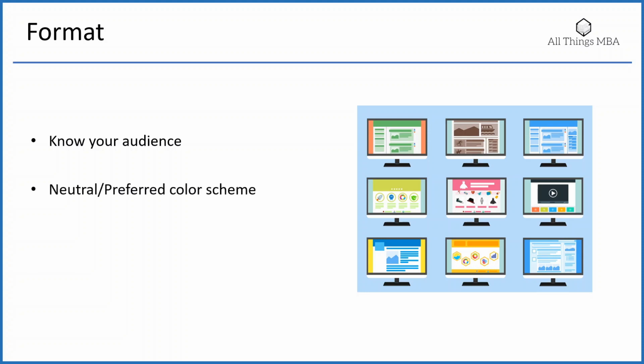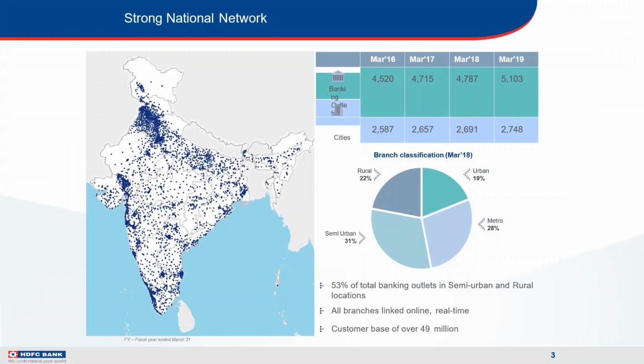Next, maintain a neutral color scheme or an existing preferred color scheme by the company. This is a very minuscule detail that many candidates miss out on. I read an article where an employee from JPMC said that her eyes were so accustomed to a particular color and a font combination that anything else would just distract her. Here's an example of HDFC's color scheme template to give you an idea of what I mean.